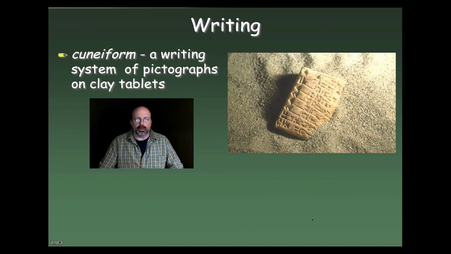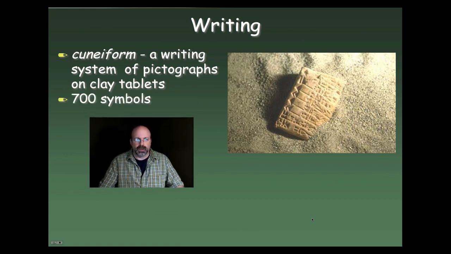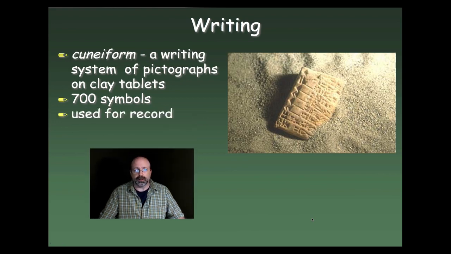Okay, writing is also important. We know that they had a writing system known as cuneiform, and cuneiform is a writing system of pictographs on clay tablets. So they would write their sort of pictographic script onto wet clay tablets using a pointed stylus reed. They basically put it into the wet clay tablet, and then after the tablet dried, it would become sort of a solid written record. There were 700 symbols in all, at least 700 that we can now decipher and read. They're basically used for record keeping. There's not a lot of literature, but there is some.